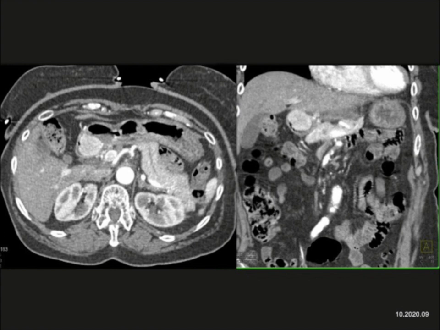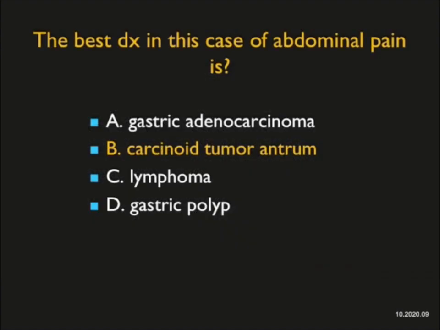Carcinoid tumors do occur in the stomach, and they're typically vascular. Gastric adenocarcinoma is usually not so round, but doesn't enhance. Lymphoma is infiltrating and doesn't enhance. Occasionally, gastric polyps can be vascular and simulate other malignancies. But in this case, the best answer, a mass in the antrum enhancing, carcinoid tumor of the antrum. An unusual gastric tumor, but one you need to think about when you see a vascular gastric lesion.